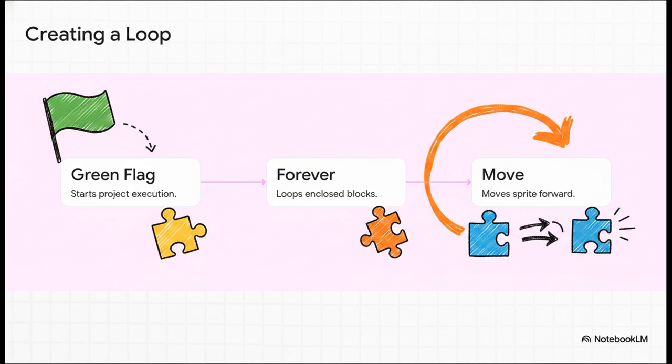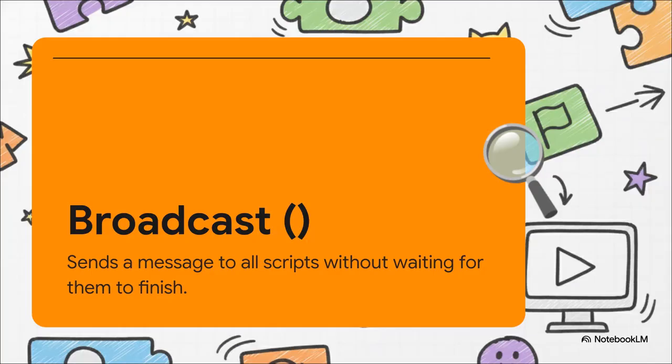The yellow when green flag clicked block acts as the starting gun for the entire project. Step 2. We snap an orange forever block directly underneath it, which creates a continuous loop. And step 3, we nestle a blue move 10 steps block right inside that loop. Just by dragging and snapping these 3 specific shapes together, we've instantly created a continuous background process that will move our sprite forward endlessly.